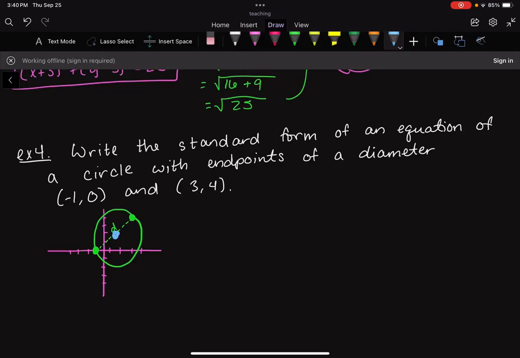So the point right in the middle is the midpoint. So my center is my midpoint. So let's go ahead and get my midpoint together. My midpoint, I'm going to write the formula. So x1 plus x2 over 2, comma y1 plus y2 over 2.